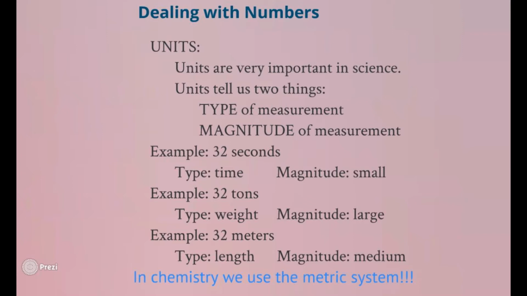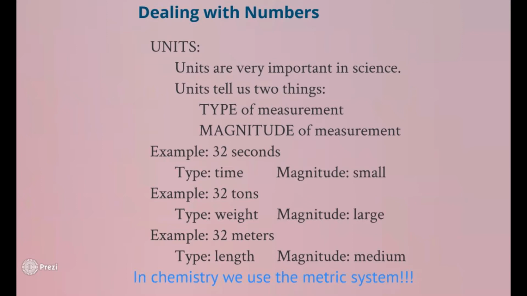So units. Units tell us two things: the type of measurement and the magnitude of it. You'll notice that if we just say meters, that's just a type of measurement. If I say kilometers or millimeters or centimeters, that's the magnitude of the measurement. In other words, there's different degrees. So for example, 32 seconds, we know it's a unit of time, and the magnitude is very small.